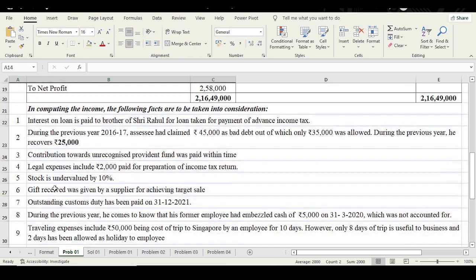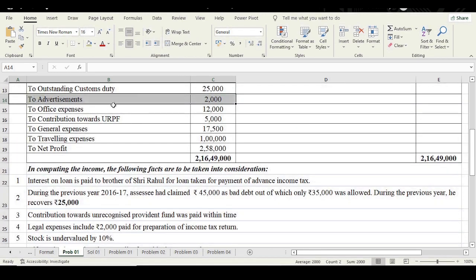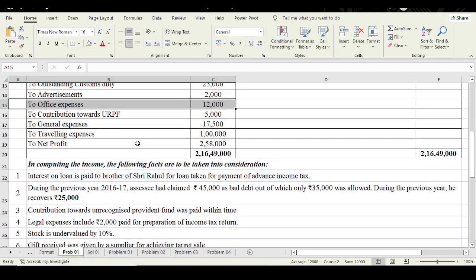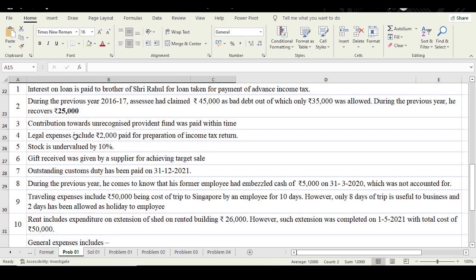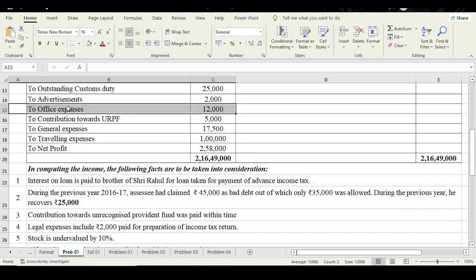Is there any adjustment for advertisement? No adjustments for advertisements, as such it is allowed for business. Office expenses, again office expenses are related to business, as such it is an allowed expenditure. Do we have any adjustment for office expenses? Nothing is mentioned, as such there is no adjustment, it's an allowed expenditure.